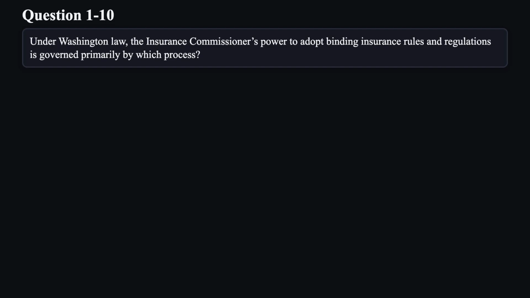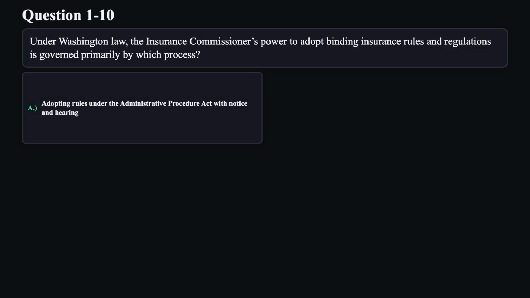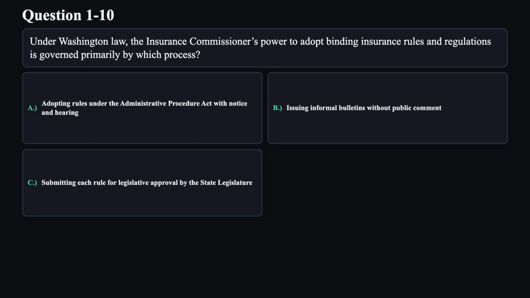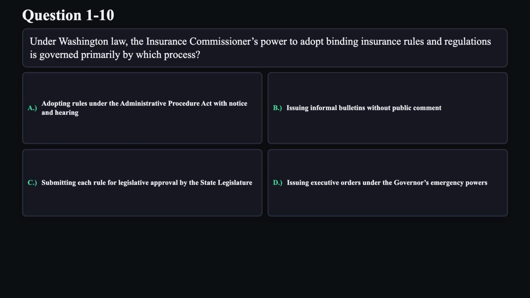Question 10. Under Washington law, the insurance commissioner's power to adopt binding insurance rules and regulations is governed primarily by which process? A. Adopting rules under the Administrative Procedure Act with notice and hearing. B. Issuing informal bulletins without public comment. C. Submitting each rule for legislative approval by the state legislature. D. Issuing executive orders under the governor's emergency powers.